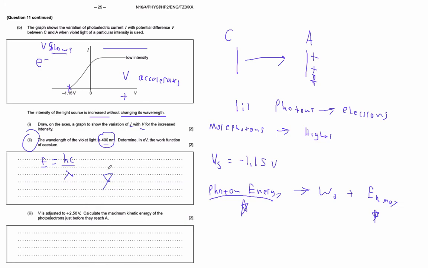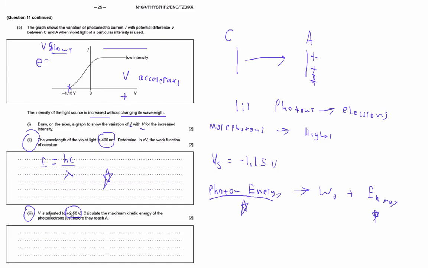All right. The voltage is now adjusted to positive 2.5 volts. So notice that normally when we do the photoelectric effect equation, we're trying to stop the electrons. But now we're going to actually accelerate the electrons across.